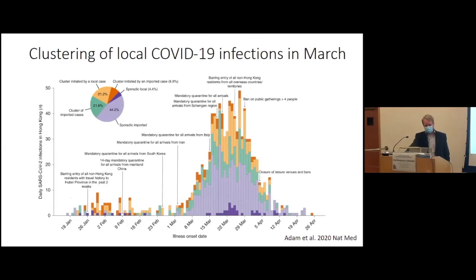One of the most interesting observations that we've made in Hong Kong was mentioned by Maria Van Kerkhove at the beginning, and that's the clustering in cases locally. This particular analysis is from the second wave. We've repeated the analysis on the third wave, and the findings are very similar. What we find is there's actually a lot of clustering of infections.